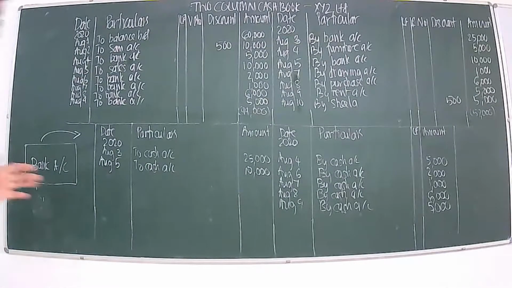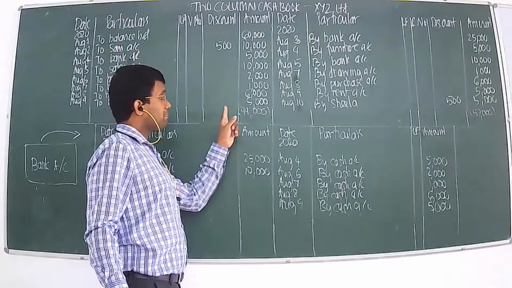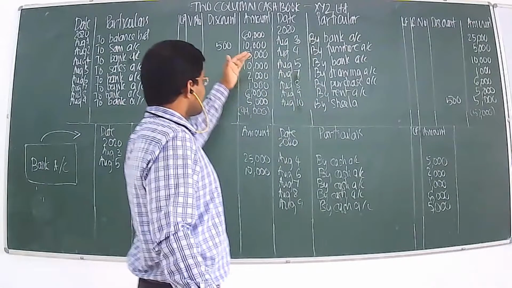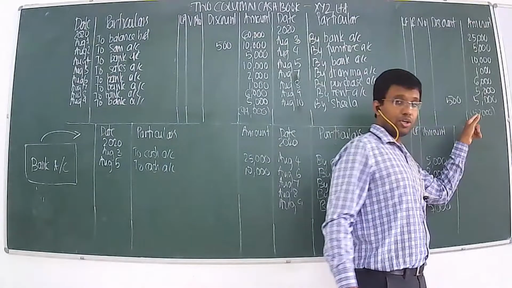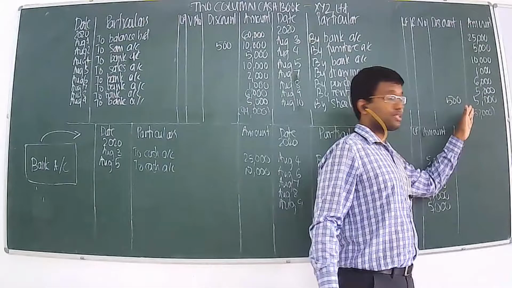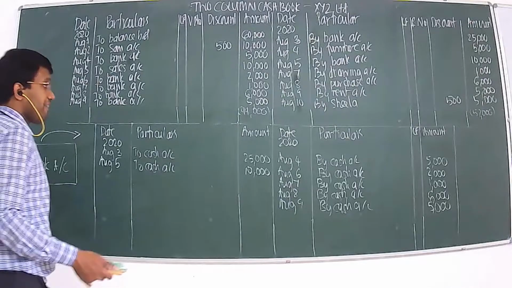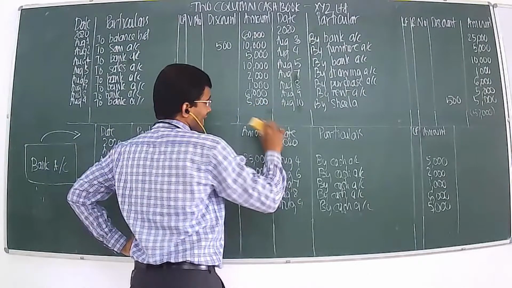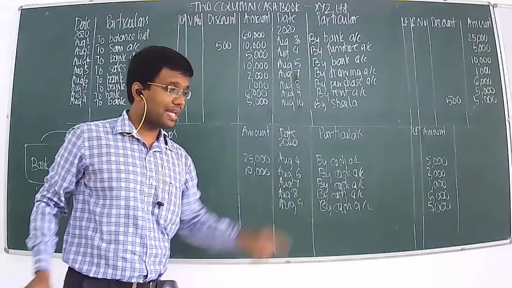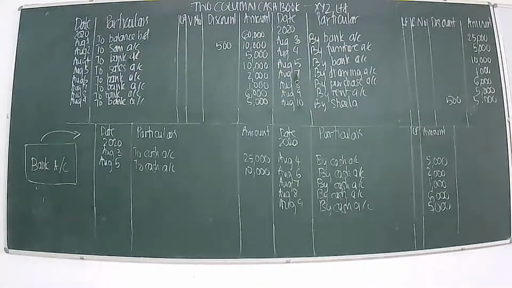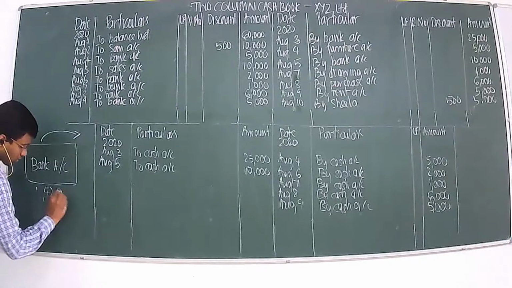Now, how did I get 42,000? I got it by adding up my debit side. Because this is the inflow of cash, all this is my cash receipt. Then I totaled up my credit side, which is 57,000. This is all my payment. So when I put this together, I found out that my cash balance is 42,000. So how did I get 42,000? 99,000 minus 57,000. So my cash balance is 42,000.